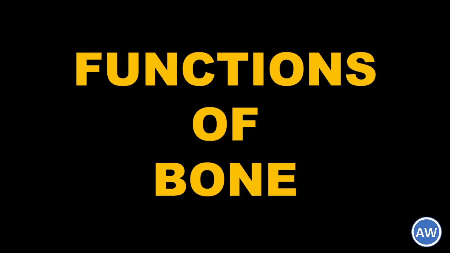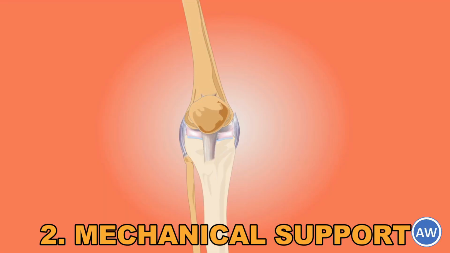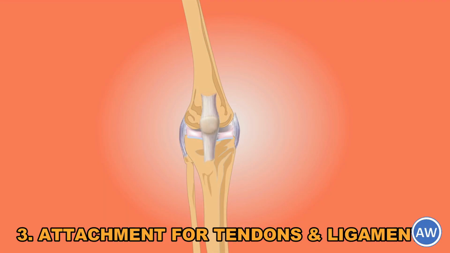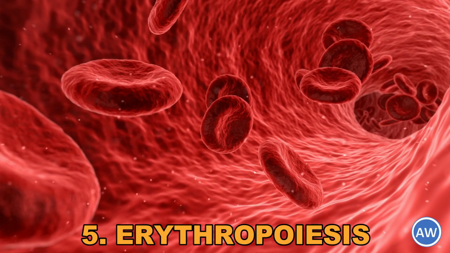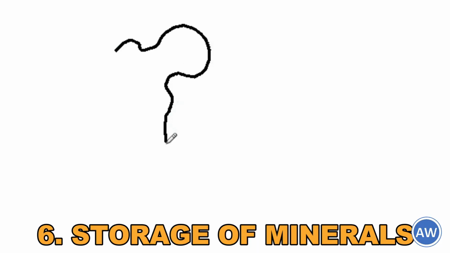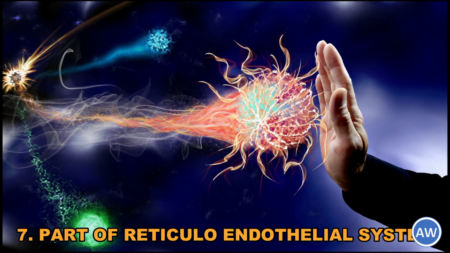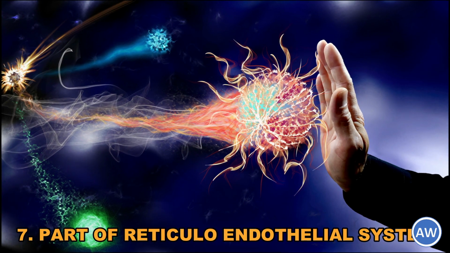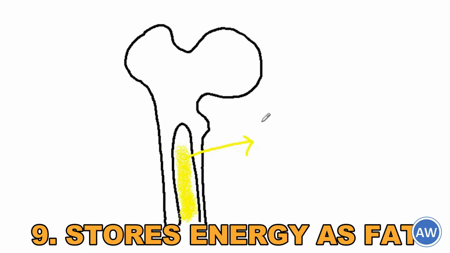Now let us discuss the functions of the bone. Bone provides the framework for the structure, it gives the mechanical support, it gives the leverage for the movements by giving attachment to the tendons and the ligaments, protecting the vital organs, erythropoiesis which happens in the bone marrow, storage of minerals like calcium and phosphorus, part of the reticuloendothelial system within the vascular bone marrow cavity for defense mechanism, assists in respiration and stores energy as fat.